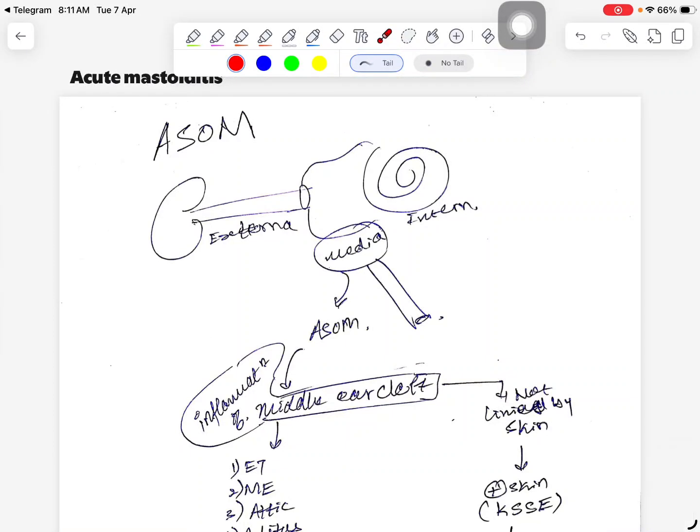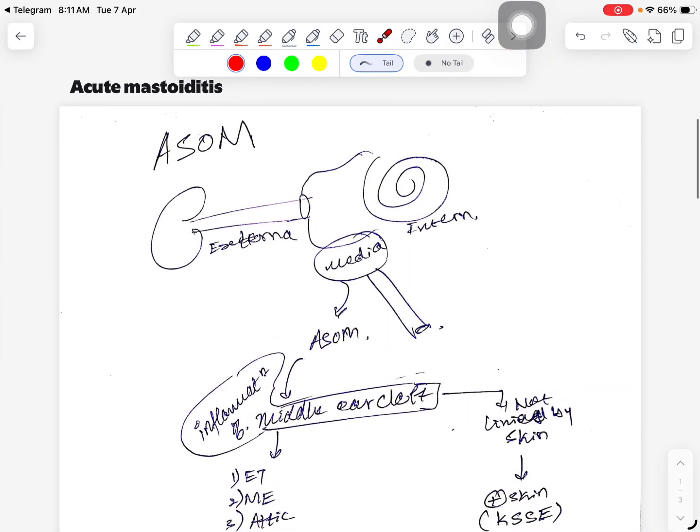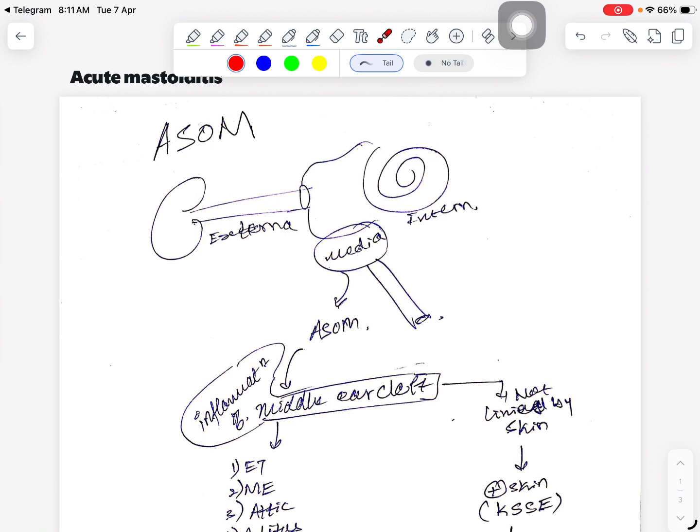Let's discuss acute mastoiditis. To know what acute mastoiditis is, we first have to understand the basics and how mastoiditis came into the picture. Suppose this is the ear pinna, this is the external auditory canal, this is the tympanic membrane, this is the middle ear cavity, and this is the cochlea, that is called the interna. The infection can happen in the externa, in the media, or in the interna, right?